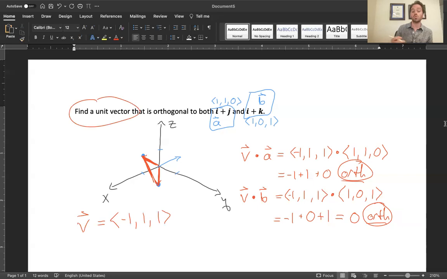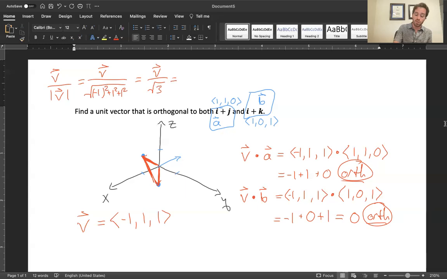But wait a minute, we were supposed to turn it into a unit vector. Don't worry, this is really, really easy. A unit vector in the same direction as this is simply V divided by its magnitude. So we're going to take V divided by the square root of -1 squared plus 1 squared plus 1 squared, which hopefully we all know what this is. It's going to be 3. So that's vector V divided by √3. That's -1 over √3, comma 1 over √3, comma 1 over √3.